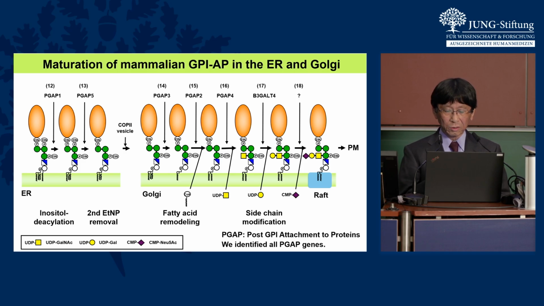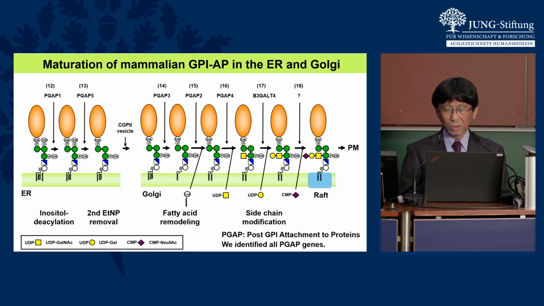Then a saturated chain, usually stearic acid, is added back to the second position, making the chain structure compatible with the raft association. So if the fatty acid remodeling doesn't occur, GPI-anchored proteins cannot be associated with a raft. That causes a problem. And then the side chain modification occurs.